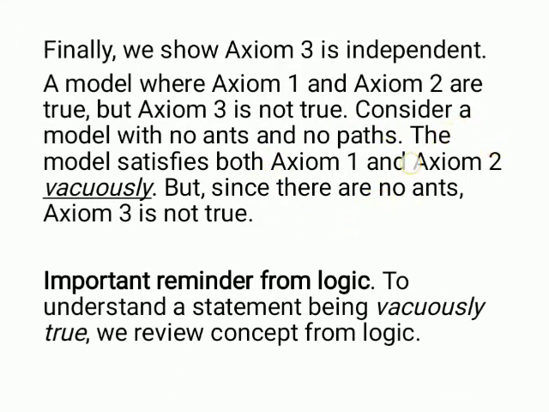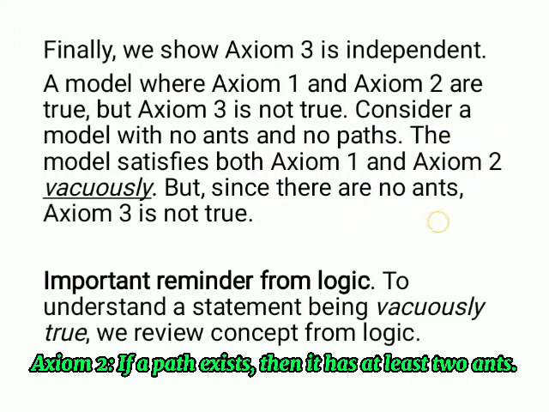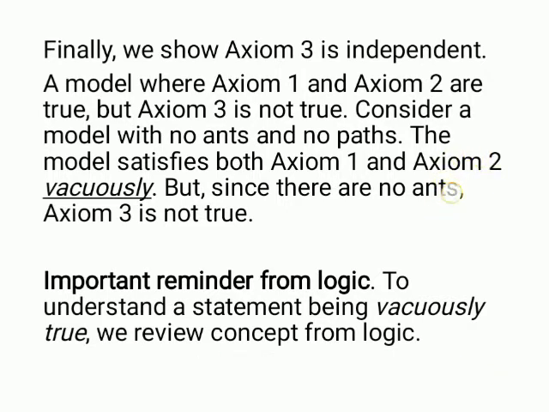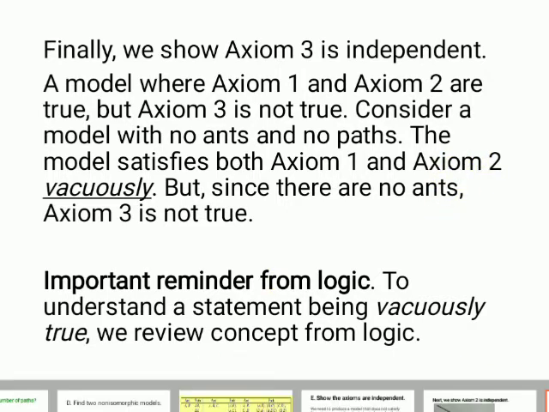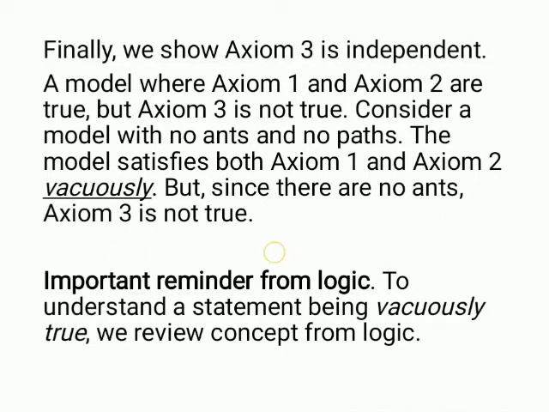Ganon din sa axiom 2 natin. Every path, sabi doon, kaso sa model natin wala tayong path, that's why it is false. Has at least two ants. Wala din tayong ants. That's why yung conclusion niya is false din. So, false yung hypothesis, false yung conclusion. That's why axiom 2 is true. Kasi nga conditional statement siya. Yun yung rules. So, bali ang axiom 3 lang ang false dito.